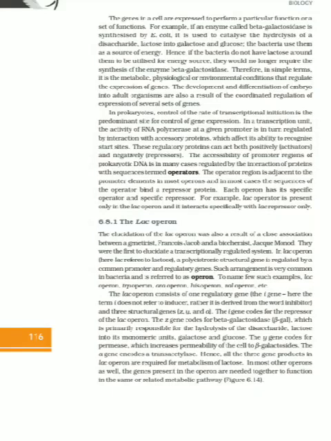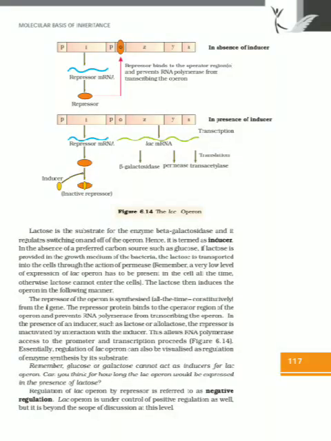The y gene codes for permease, which increases permeability of the cell to beta-galactosides. The a gene encodes a transacetylase. Hence, all the three gene products in lac operon are required for metabolism of lactose. In most other operons as well, the genes present in the operon are needed together to function in the same or related metabolic pathway. Lactose is the substrate for the enzyme beta-galactosidase and it regulates switching on and off of the operon. Hence, it is termed as inducer.